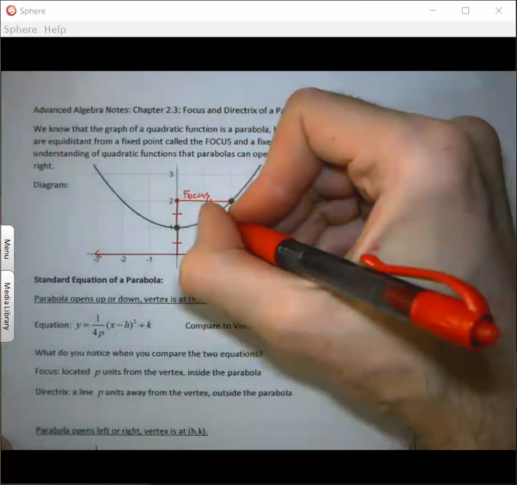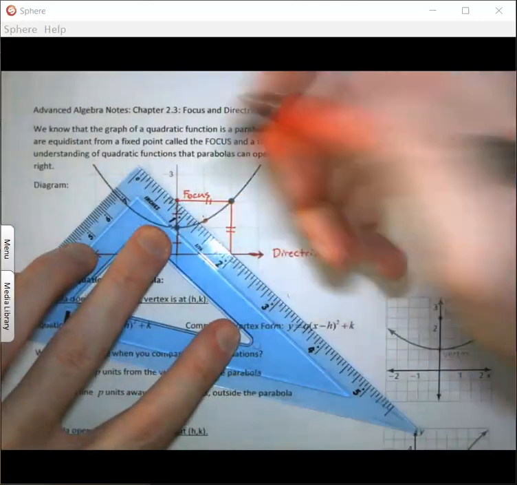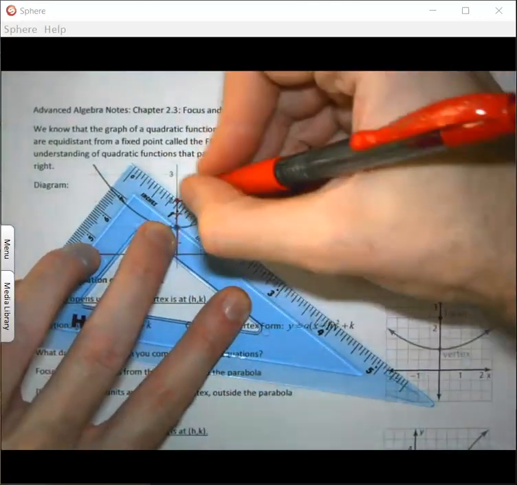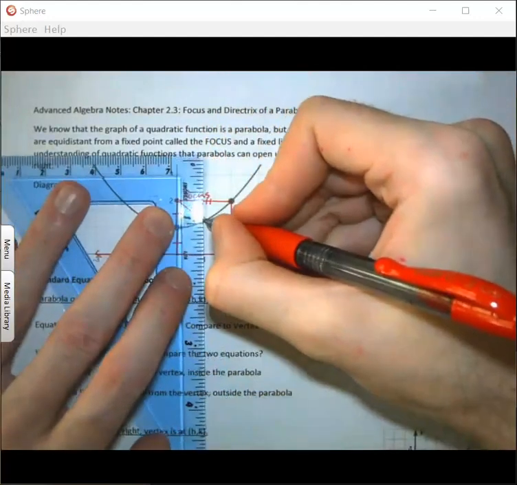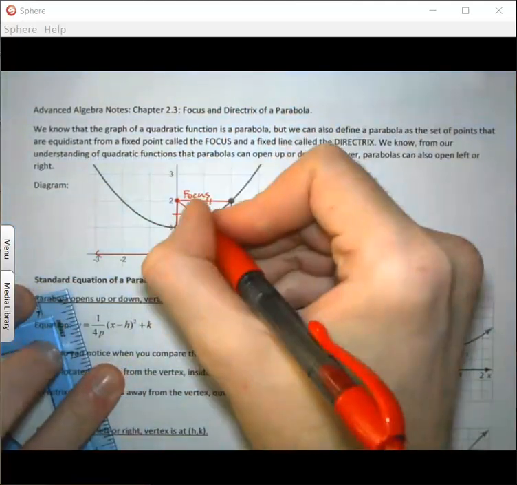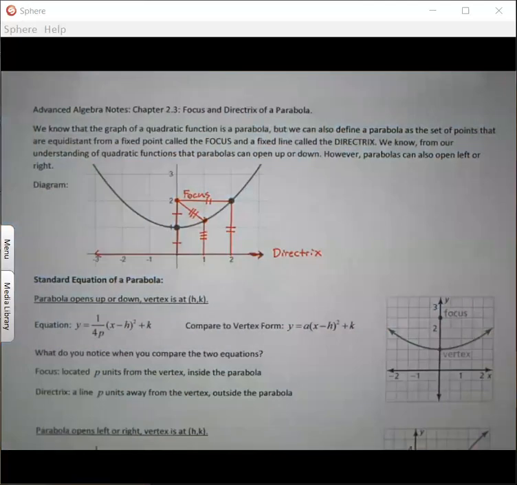So even if I have a point somewhere here, the distance from the point on the parabola and from that point to the line will be the same distance. So we can use a line and a point to make a parabola. We can also go the other way. If you're given a parabola, we can find its focus and directrix.